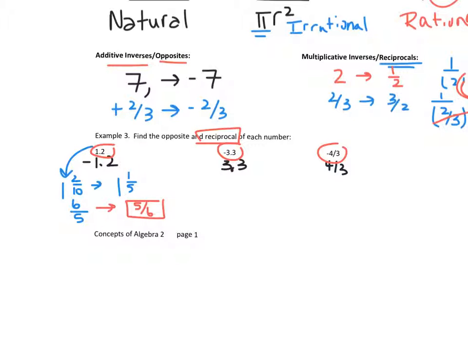I'm going to do something similar with the next one. I take 3.3, which is 3 3/10. 3 3/10 does not reduce, but this is a mixed number, so I'm going to write this as an improper fraction. It's going to be 33/10. And then to find the reciprocal, I flip it over, so it's going to be 10/33. And the reciprocal of 4/3, this one's easier, is just 3/4.